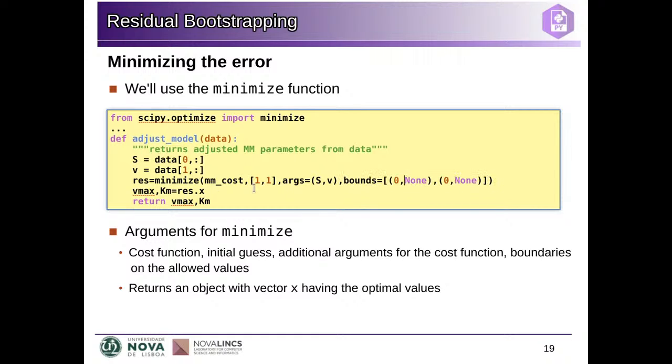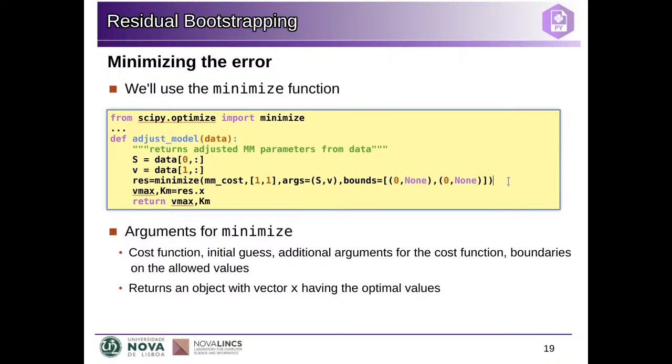For each of the values we want to optimize, we can specify a tuple that has the lower and the upper bound. In this case, the lower bound will be 0, because it doesn't make sense to have negative values for these parameters, so we cannot go below 0. But we are not going to give an upper bound, so you can put None there, and so there is no upper bound. They can go as high as the minimize function needs. And we do this both for Vmax and for Km.